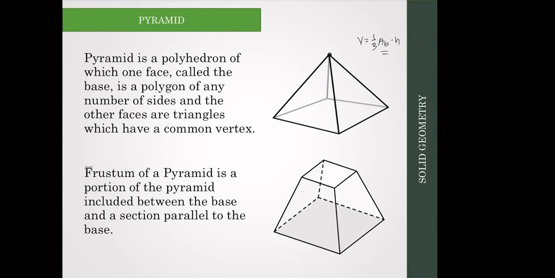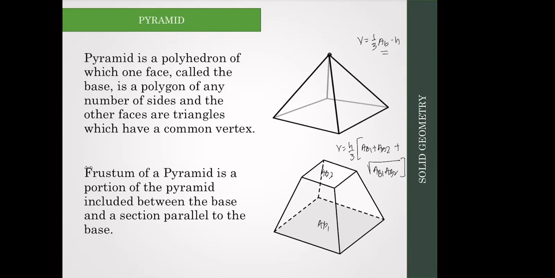And then for the volume of a frustum, same formula din tayo. H over 3 times AB1 plus AB2 plus square root of AB1 times AB2. Okay? Ayan. So same lang din. And ito pa rin po yung AB1 and AB2.